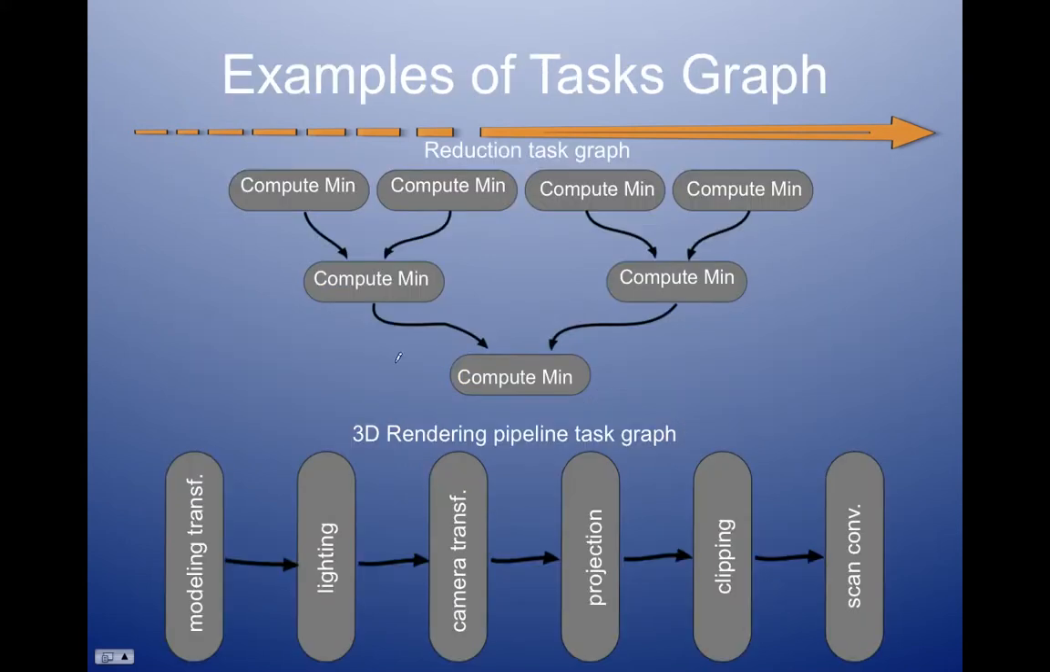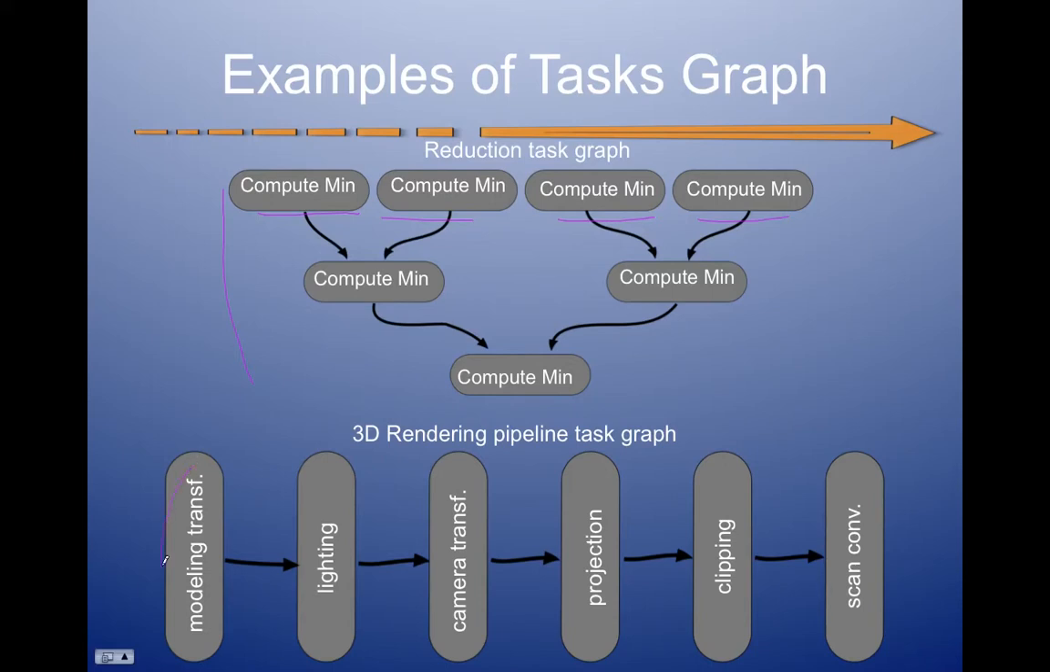Let's take two examples. Here, I have a first example. In this first example, the tasks are mostly the same, very similar, and I have a tree of reduction to compute the minimum of a set of values in parallel. A different kind of task graph.